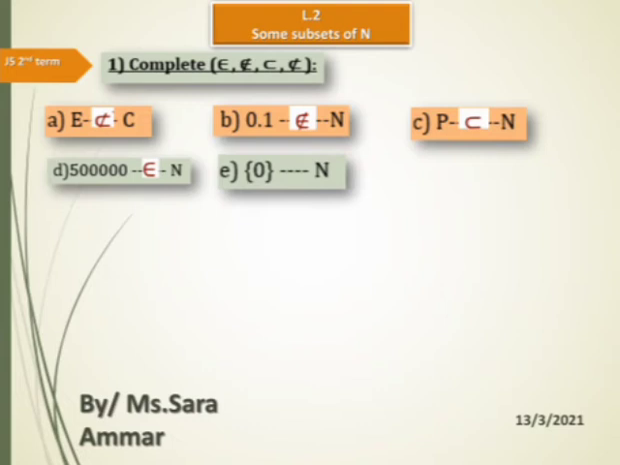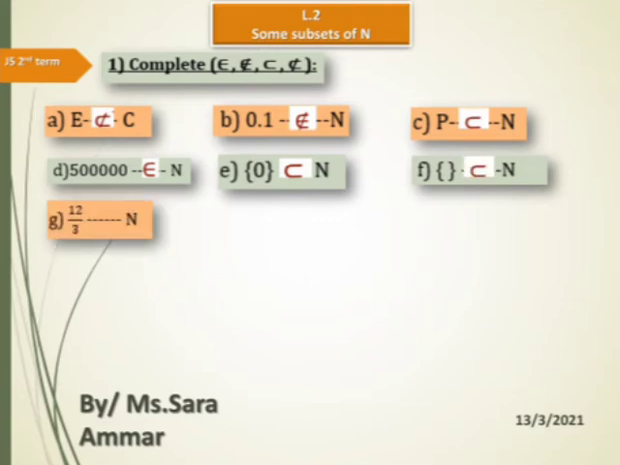What about the set of 0? The smallest natural number is 0, so of course it's a subset. Be careful, it's not an element because it has braces. What about these empty braces here? Do you remember what it means? It's phi. Excellent. And as we said, phi is a subset of any set.